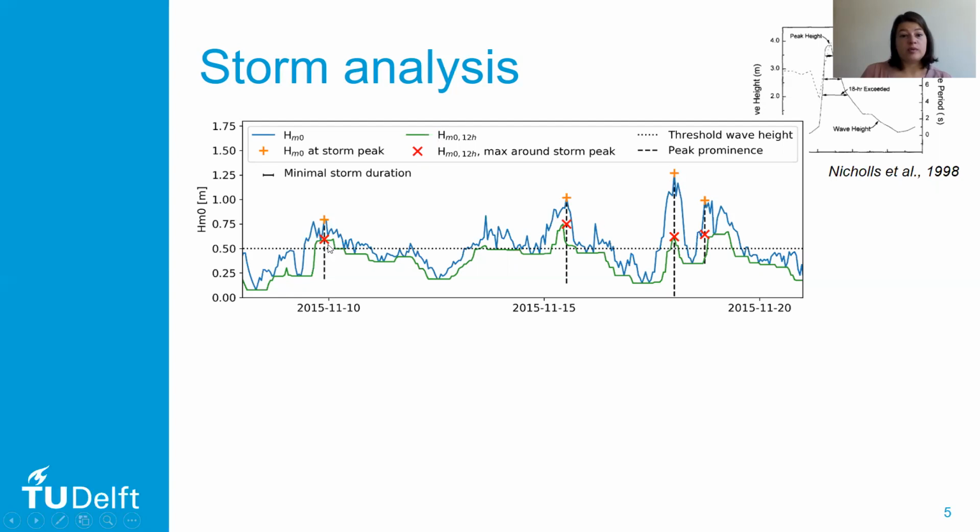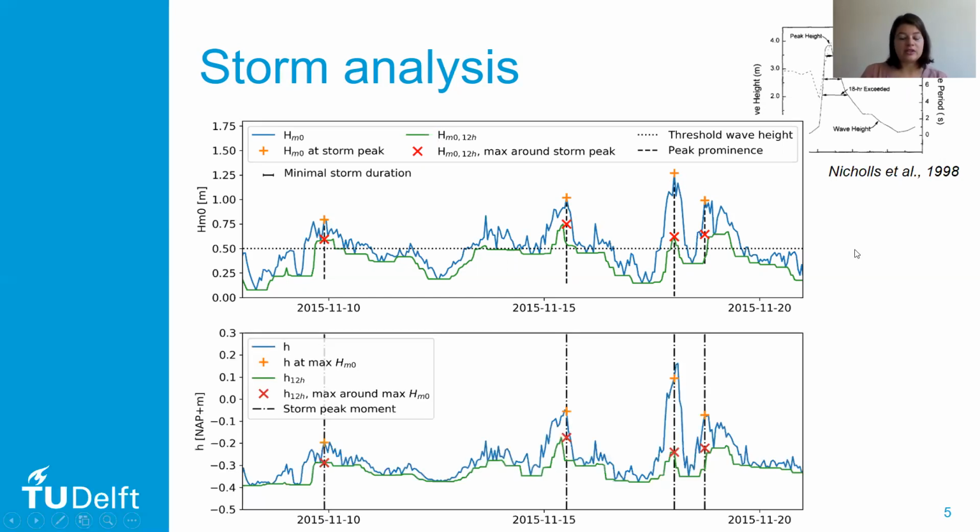Then we calculated for every moment the 12-hour exceeded wave height, and then found with the red crosses the values corresponding to each storm peak. But because the water level is varying quite a lot in this lake due to a wind setup, we use the same method to find the water level for every storm, at those storm moments, which is then also the 12-hour exceeded water level.